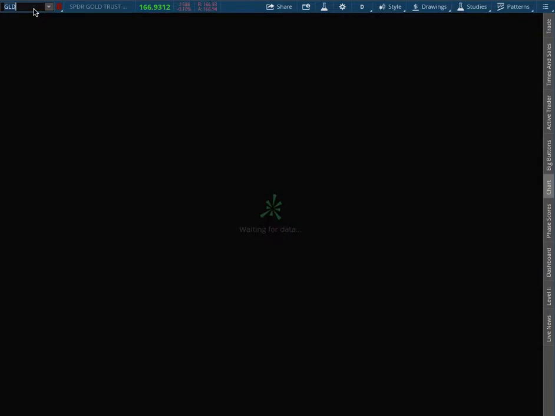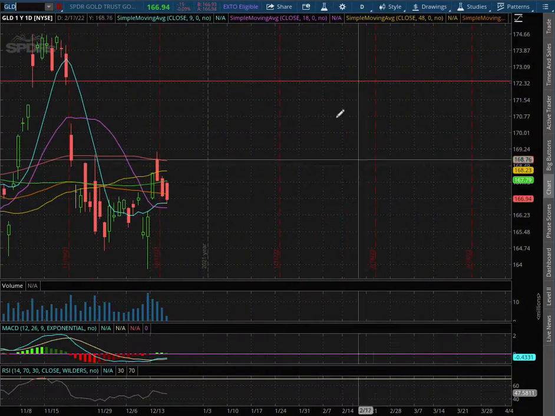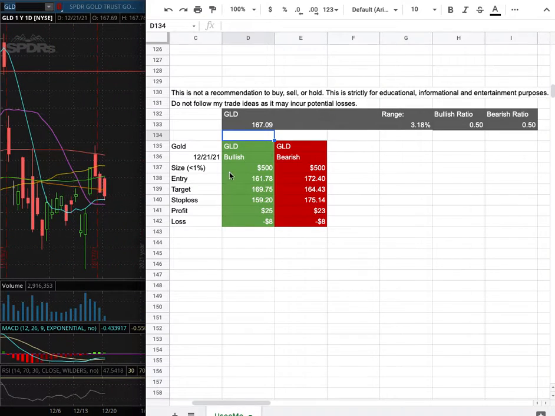As for the trade idea, I'll be trading GLD. My position size for it is less than 1% of my portfolio. My long entry is at $161.78. My sell target is at $169.75. My stop loss is at $159.20.